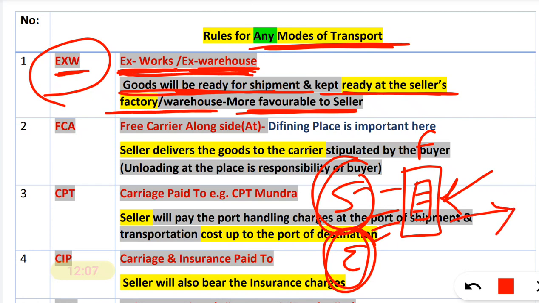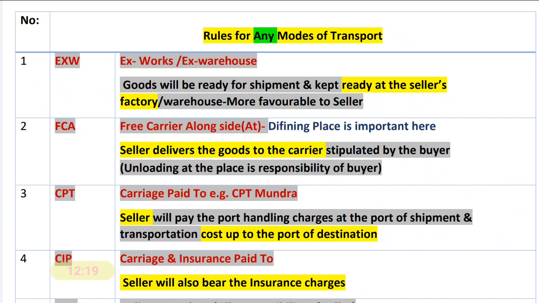The seller is not doing anything, he just has the goods ready at his own factory. Whatever all the costs have to be borne by the buyer or the importer, that is called EXW, Ex Works. So it is the most favorable to the seller, obviously.